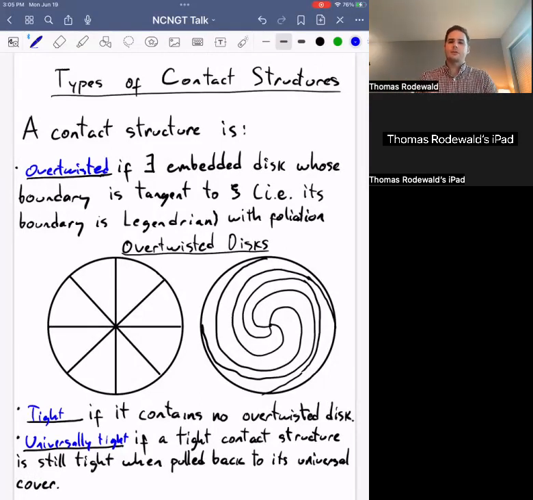And so R^3 with the standard contact structure is tight. And so Darboux's theorem tells you that tightness is a local property, that all contact structures are locally tight, and therefore overtwistedness is a global property.